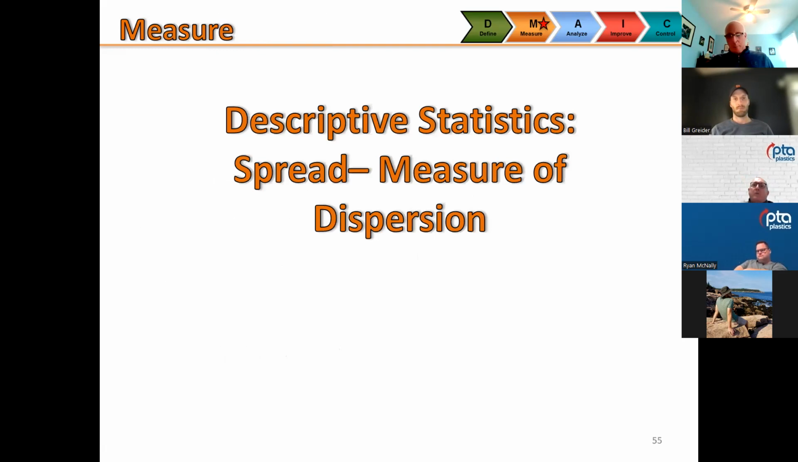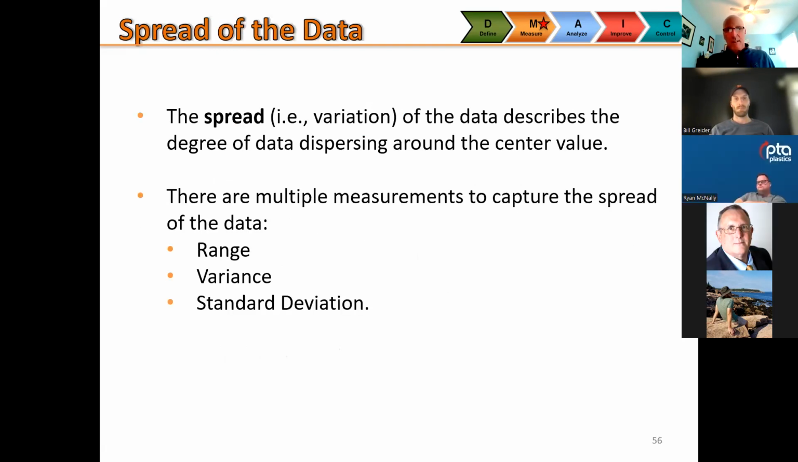Then let's look at spread real quick, which we just did with the math practice. It's the degree of data dispersing around the center value, either the mean or the median. There are multiple measurements to capture the spread. One is range, which is the difference between the min and the max, then the variance and the standard deviation. The variance is nothing more than the standard deviation squared, so we can use that number in certain formulas.